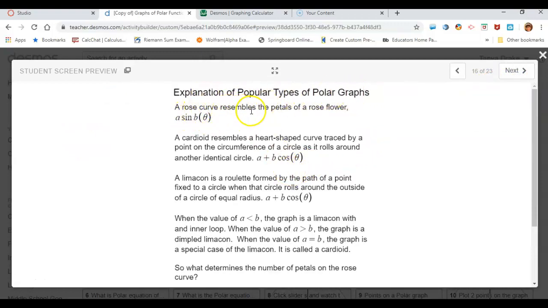So it says a rose curve resembles the petals of a rose flower, and it's in the form of A sine B theta. A cardioid resembles a heart-shaped curve traced by a point on the circumference of a circle as it rolls around another identical circle, A plus B. Now I'm going to explain this A plus B in a minute because it also appears here. Limacon is a roulette formed by the path of a point fixed to a circle when that circle rolls around the outside of a circle of equal radius.